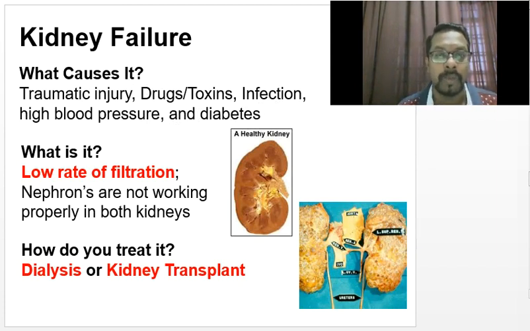Now what is it? What we call kidney failure actually refers to a low rate of filtration. That means your kidney is unable to filter the waste products out of your blood. Nephrons are not working properly in both kidneys. This is a healthy kidney. Now how do you treat kidney failure? So far there are only two ways: dialysis and kidney transplant.